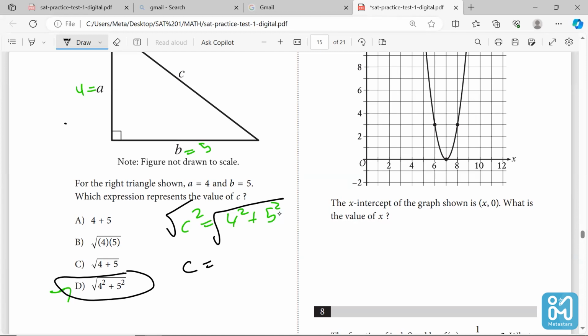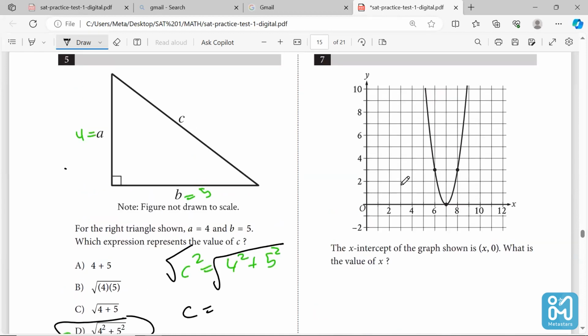Okay. Here, in question 7, sorry. The x-intercept of the graph is shown, x, 0. What is the value of x? This represents the axis. Focus on this one here. And that's it. This is the x-intercept. I think we already explained it in part number 1. So my answer is going to be 7, 0. And that's it. Okay. Any questions, guys? Do you have any problem? Okay.